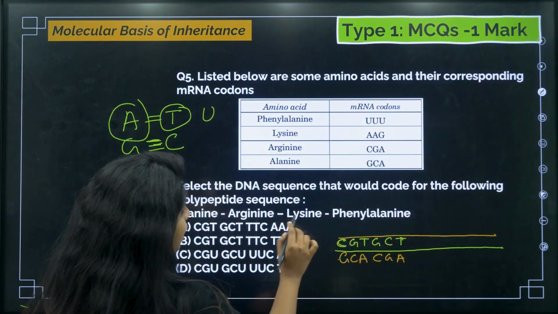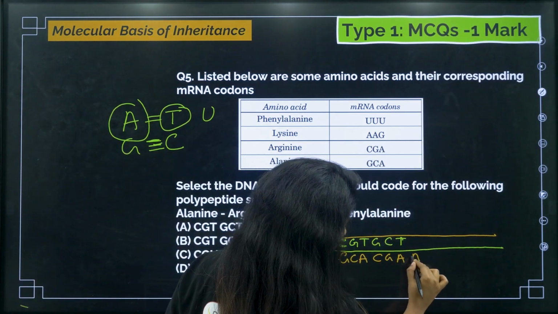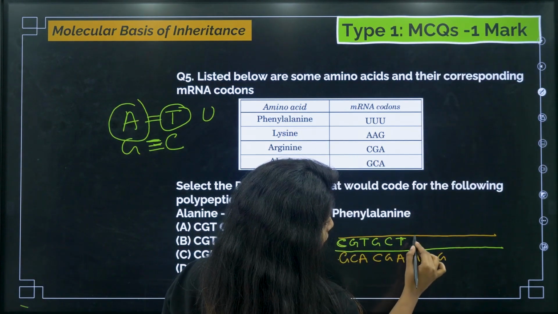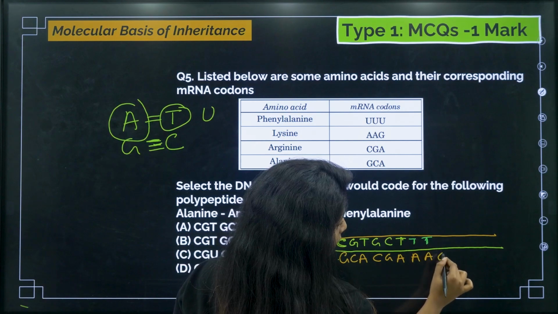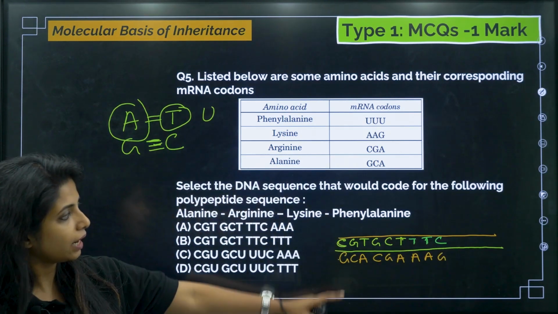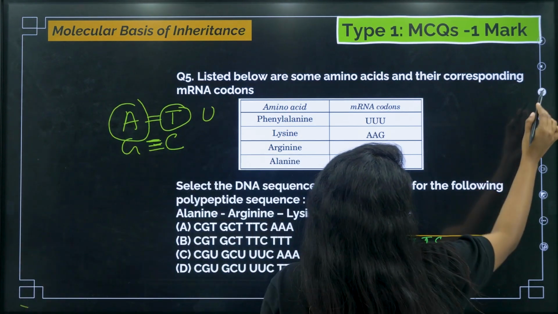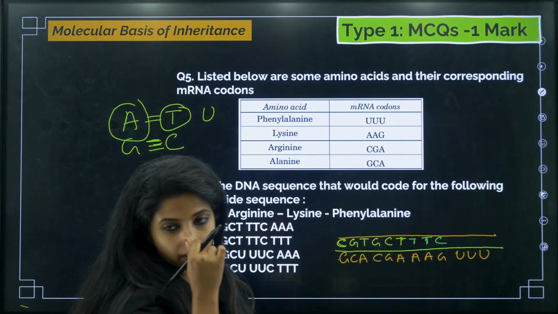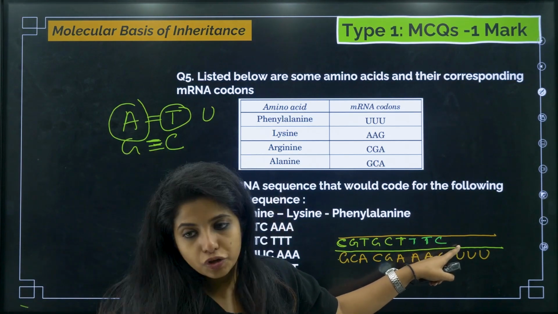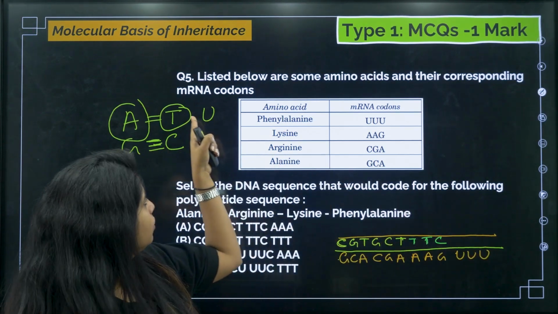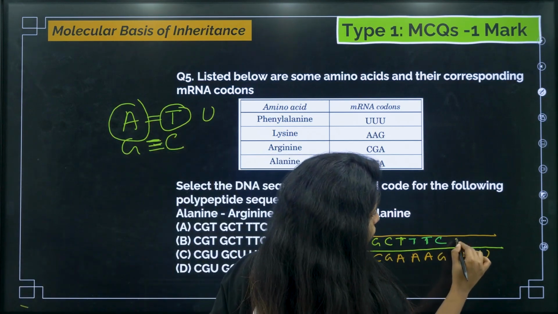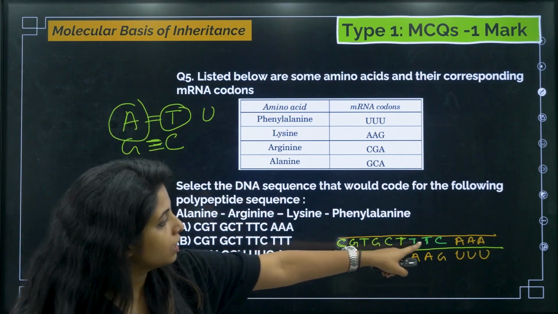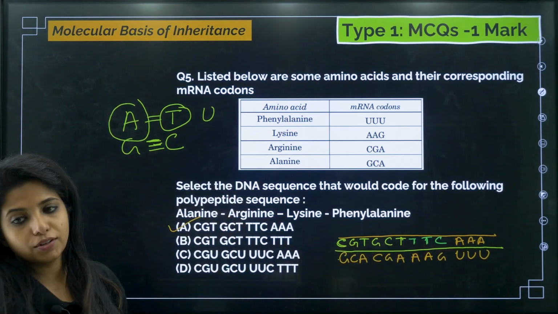What do you have? Lysine. Lysine is AAG. So over here, what will you have? Instead of A, it will be T. Here also it will be T, and instead of G, it will be C. Now phenylalanine is basically UUU. Then here it should be A. You know, right? U is going for A. So it will be A. Tell me, which is the correct option? So CGT, GCT, TTC and AAA. A is the correct answer.